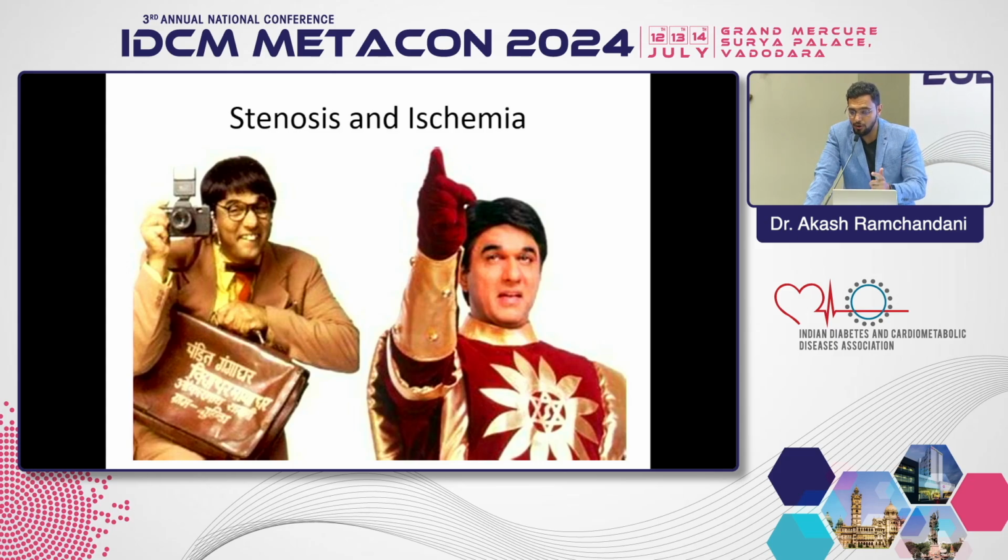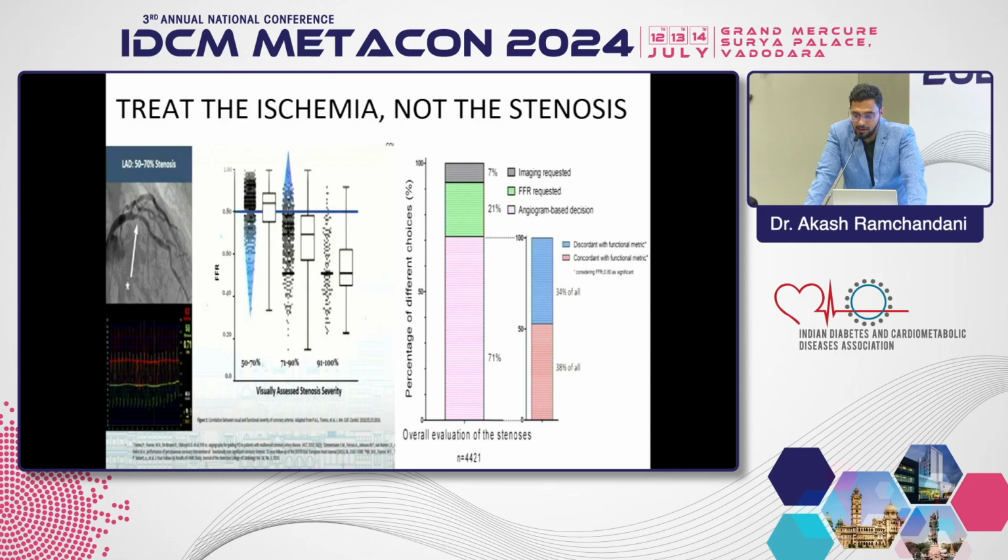In that case, we cannot rely on the coronary angiogram. So in this case, the physiological assessment of the lesion comes into the picture, so as to treat the ischemia, not the lesion. So this is the literature which is suggesting that ischemia and stenosis are different things. This is the study which showed that there is a huge discrepancy between stenosis and ischemia. Sometimes the coronary angiogram is showing critical stenosis, but they do not have critical ischemia.